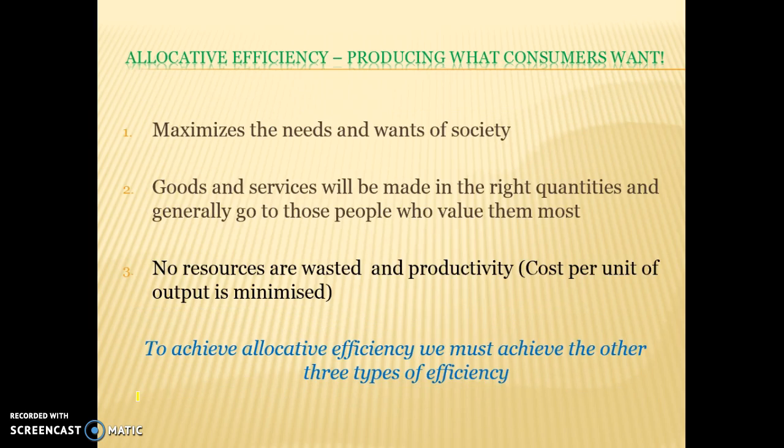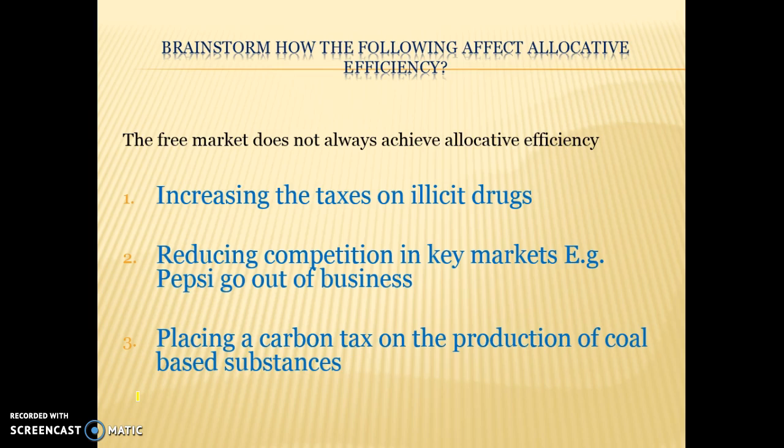So summing up allocative efficiency, we're maximising the needs and wants of society. Goods and services will be made in the right quantities and generally go to those people who value them most, and no resources are being wasted. Okay, we're producing productively, we're reducing our cost per unit. Again, that's going to help material living standards because prices are going to be lower. To achieve allocative efficiency, we must achieve the three other types of efficiency. So we've talked about technical efficiency. We also need to talk about intertemporal and dynamic efficiency.